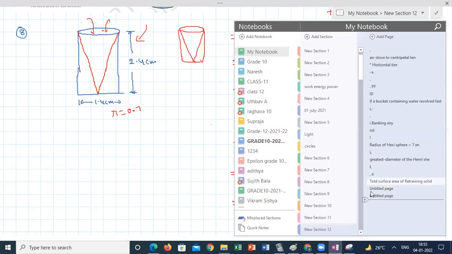So the last question. The question is very clear here. A wooden article was made by scooping out a hemisphere from each end of the solid cylinder shown in the figure. Height of the cylinder is 10 centimeter and base radius is 3.5. Find the total surface area of the article.